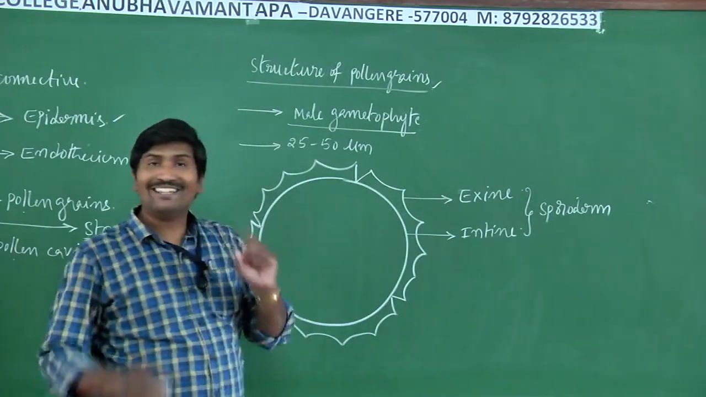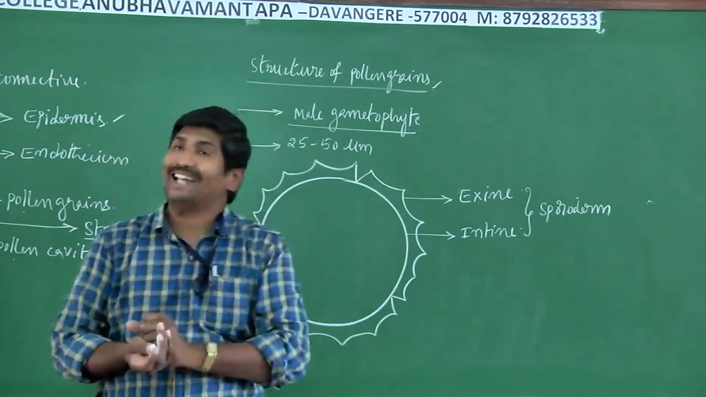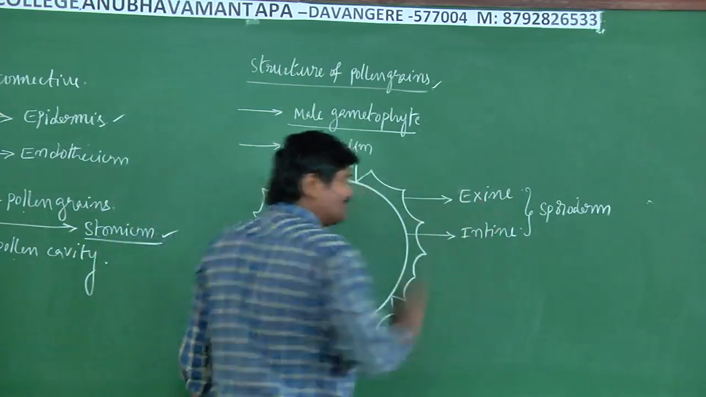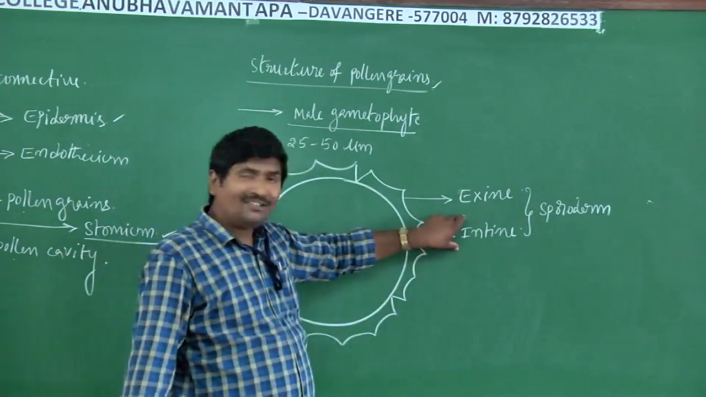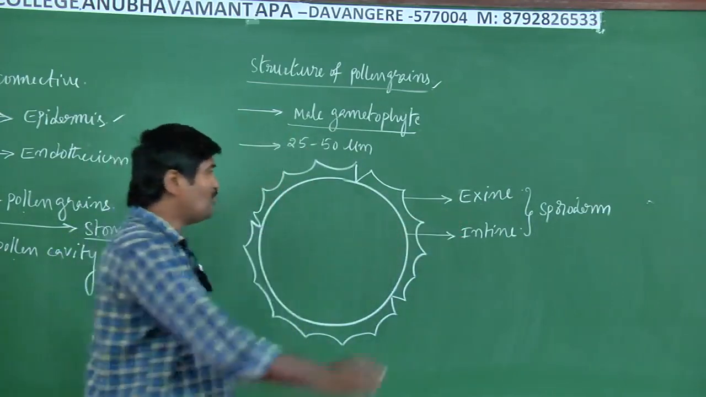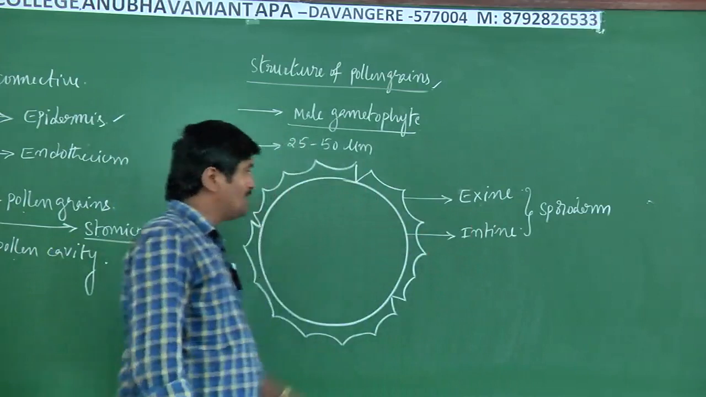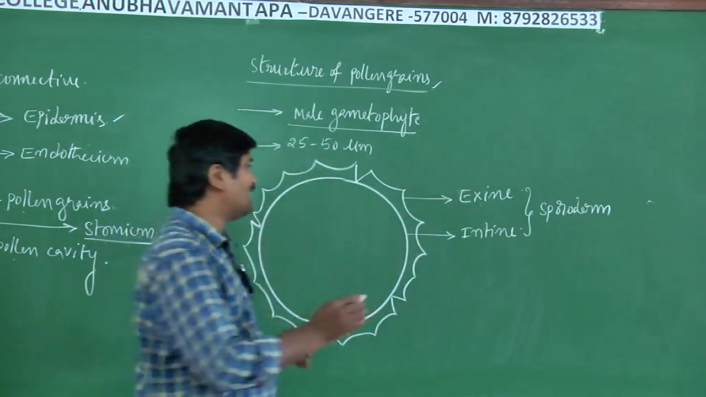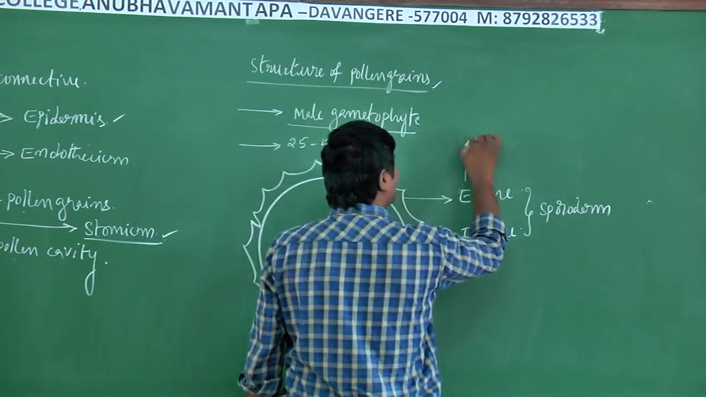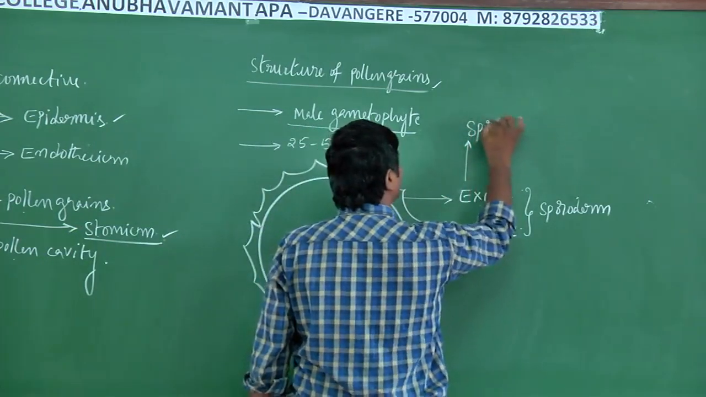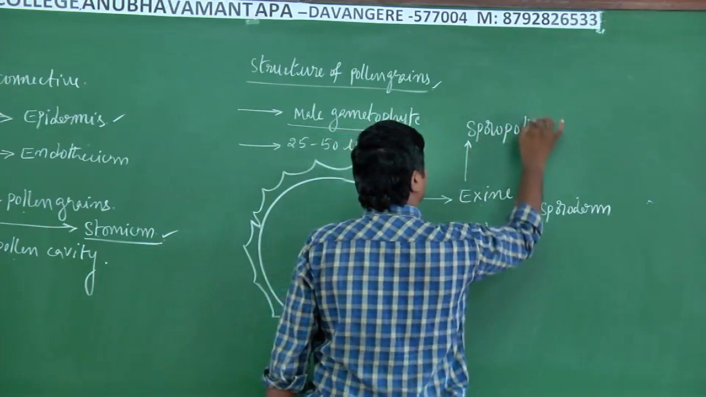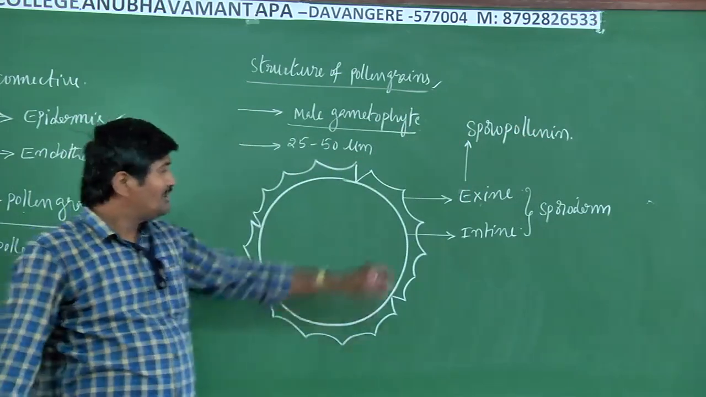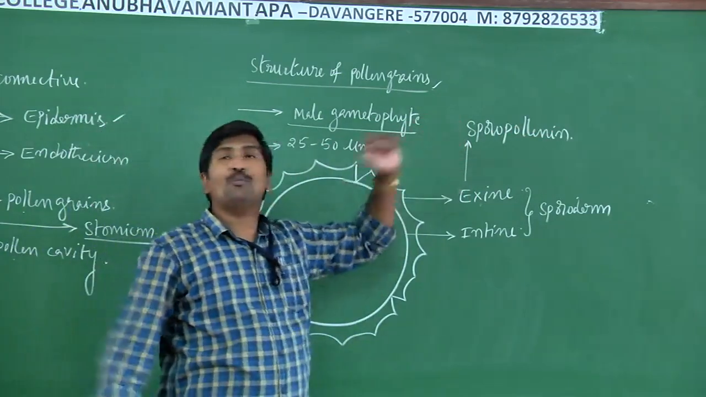This sporoderm is divided into two layers. The outermost layer is known as the exine, and the innermost layer is known as the intine. Now, exine. Exine is the outermost layer. It is a very hard layer and it is made up of sporopollenin. This is very important. The exine is made up of sporopollenin.